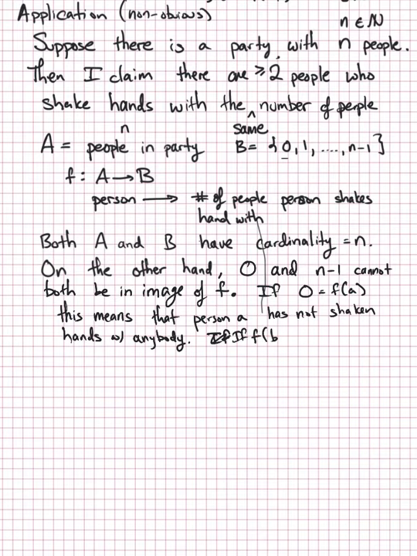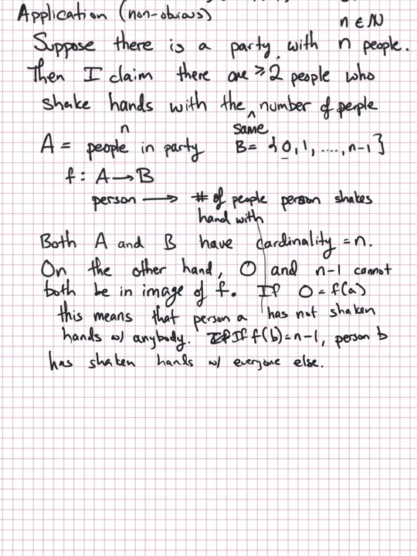If f of b is n minus 1, person B has shaken hands with everyone else. So these are incompatible, right? You can't have one person who hasn't shaken anybody's hand and another person who has shaken everyone's hand.